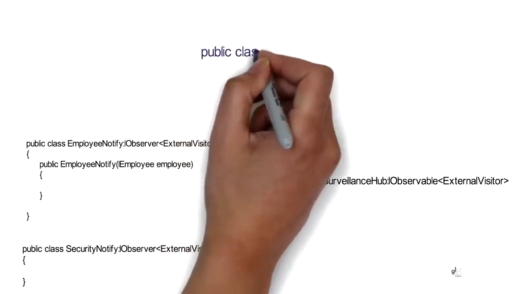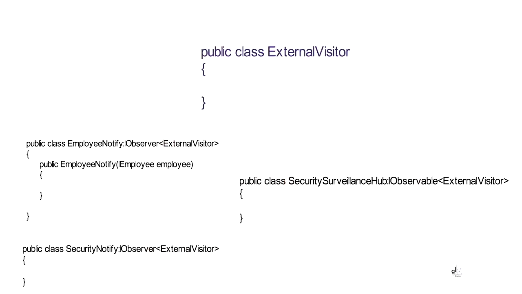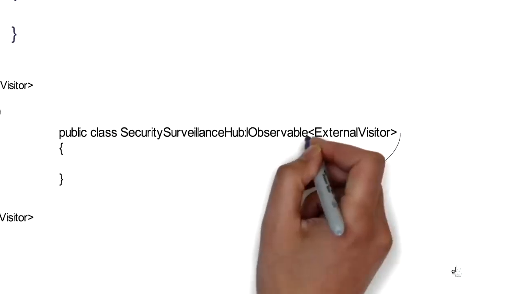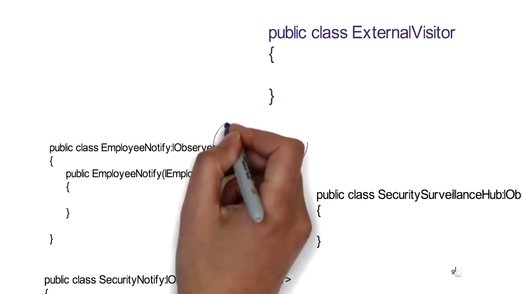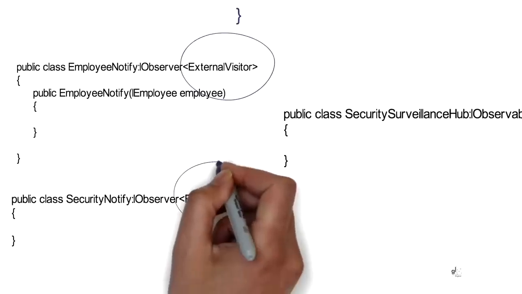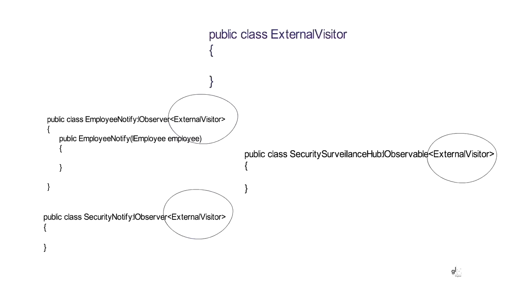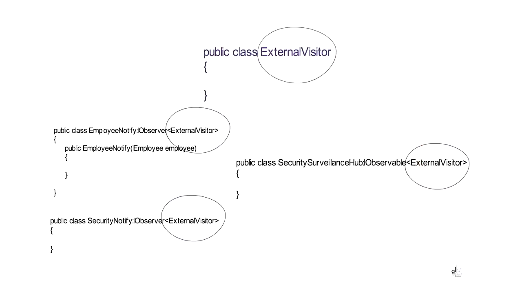We have a class here named External Visitor, which represents an outside visitor to the relevant building. This class serves as the generic type argument to both the IObservable generic interface implemented by the observable class, as well as the generic argument to the IObserver generic interface, which is implemented by the observer classes. So this class allows data about the external visitor to be communicated from the observable object to its observer objects when the relevant notifications are sent.